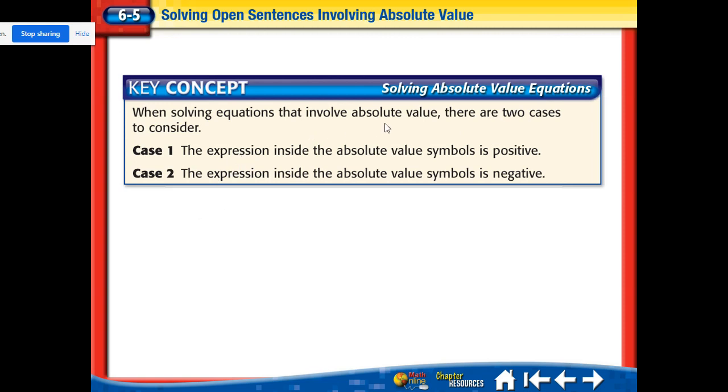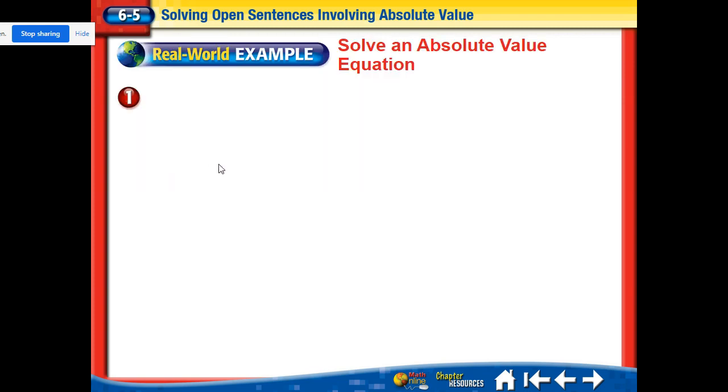When you solve absolute value equations, there are going to be two different cases that we have to consider. We're going to have to consider if the absolute value is positive, and then also if the absolute value is negative. Because of these two different cases, it is actually possible to get two separate answers for the problems that we are going to be doing today. So let's look at the first one.